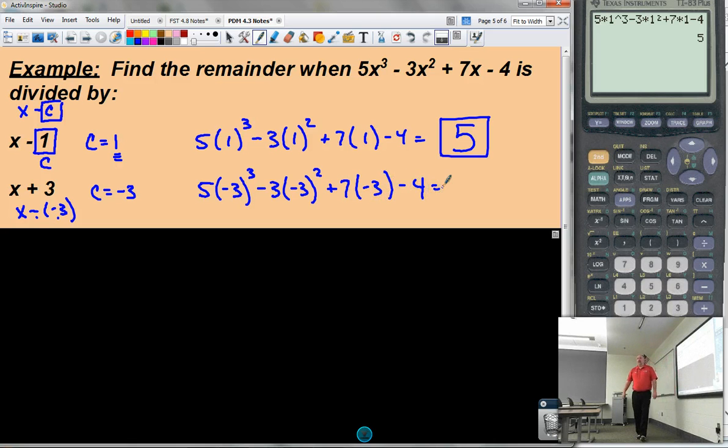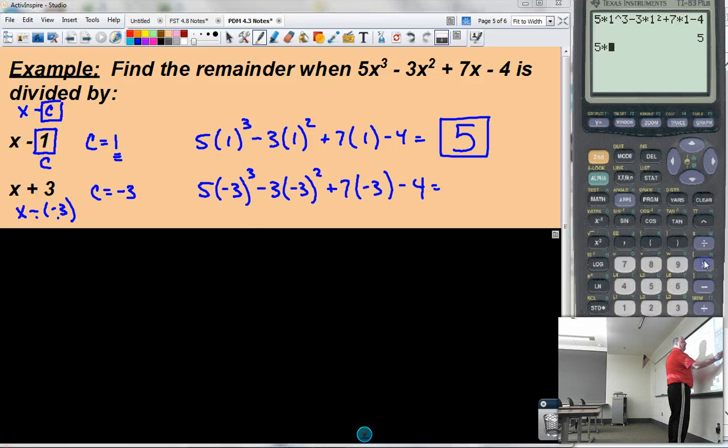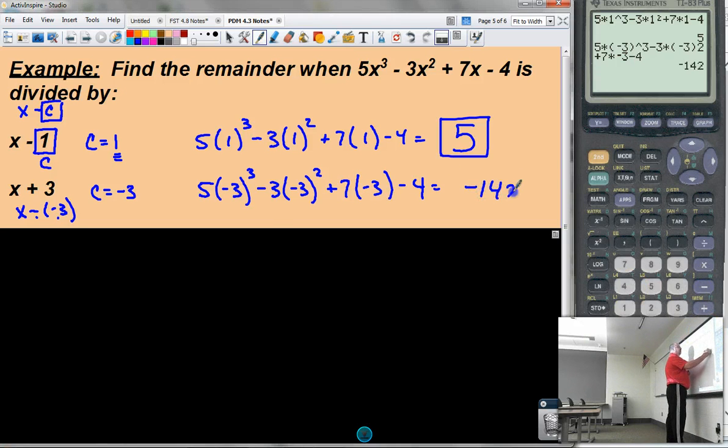Now, be careful using your calculator. If you are taking a negative number and raising it to a power, I need to put in parentheses. So I'm going to say 5 times parentheses, negative 3 close parentheses cubed, minus 3 times parentheses, negative 3 close parentheses squared, plus 7 times negative 3 minus 4. Negative 142.